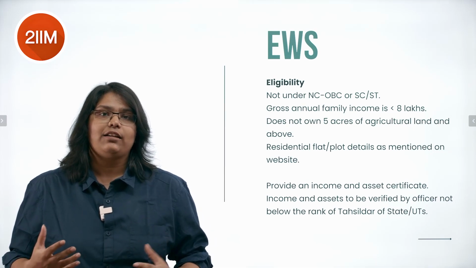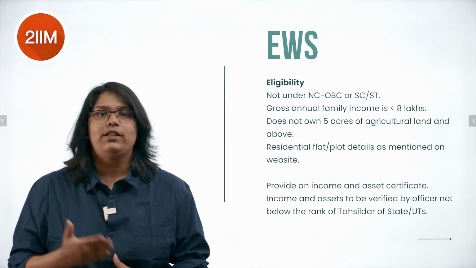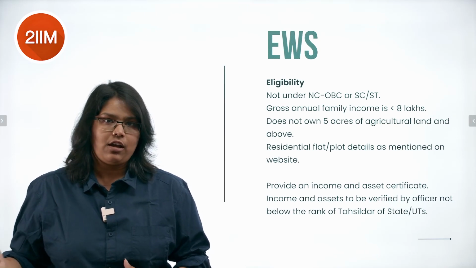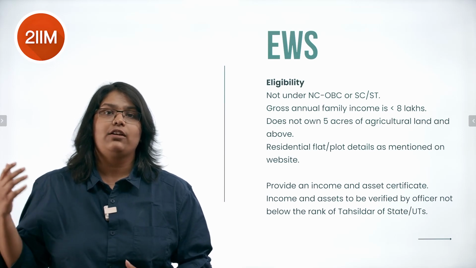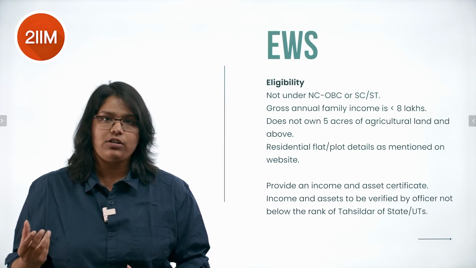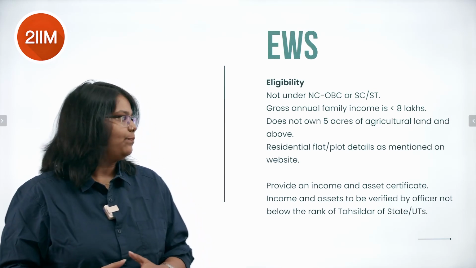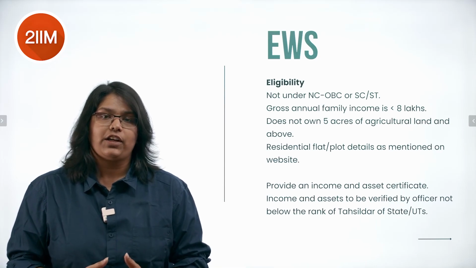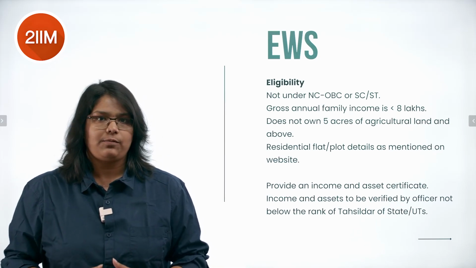The EWS category once again has a set of rules for the eligibility. The first one being you should not belong to NCOBC or SESD categories. The gross annual family income must be less than 8 lakhs. You must not own 5 acres of agricultural land. And there are also a few details regarding flats and plots, the specifics of which are mentioned in the CAT website. So definitely go through those as well. You must also provide an income and asset certificate, which is once again authorized by a government official, not below the rank of a tehsildar.